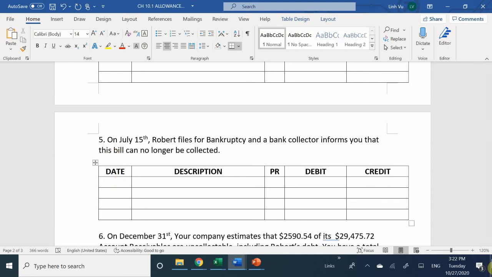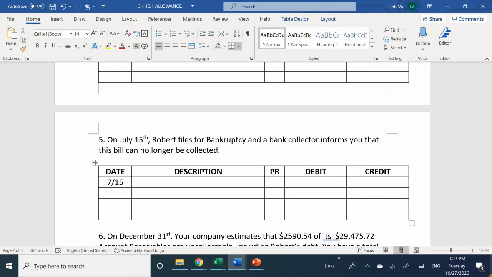The $1,000 does count, but if you want to chase him down for a whole year, it's up to you. In this case, I'm going to make the assumption that I'm not going to wait that long. So what do I have to do here? Looking at my notes, it looks like now we can do a bad debt expense.